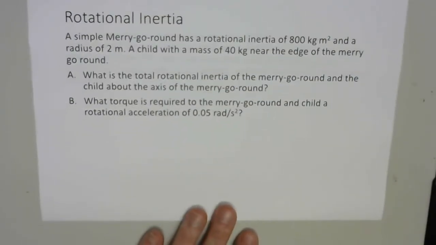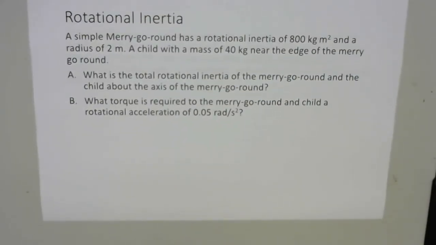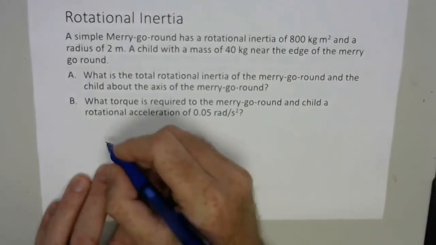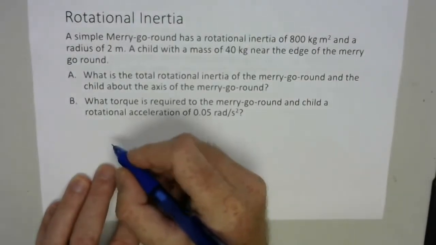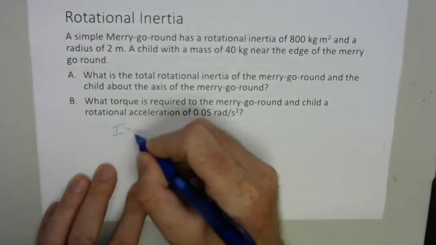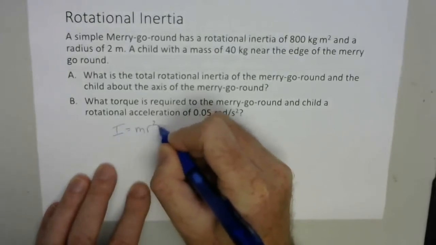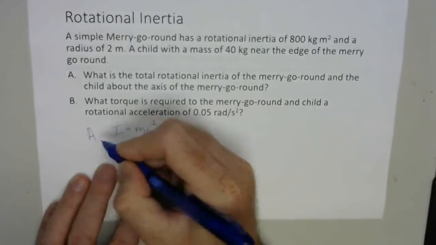Looking at a little bit different problem, we get a merry-go-round with a rotational inertia of 800 kilogram meter squared and a radius of 2 meters. A child with a mass of 40 kilograms near the edge. What is the total rotational inertia of the child about the axis of the merry-go-round? Then we're going to figure out the torque if we know the acceleration. Now remember, rotational inertia is I equals mr squared. So that's part A.